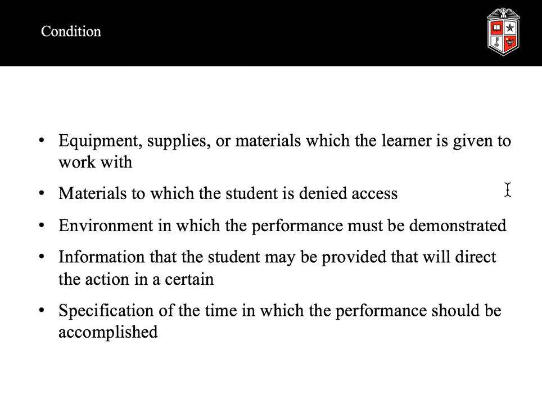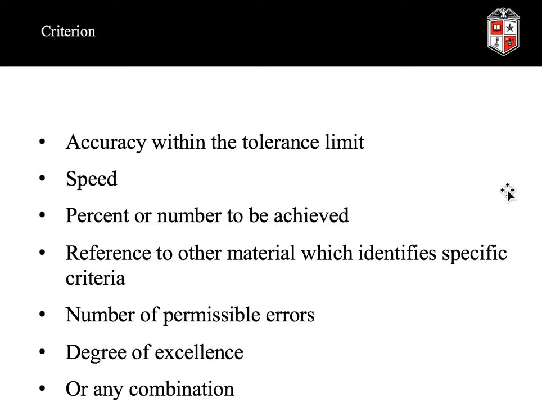Specification of time in which the performance should be accomplished, so within 5 minutes or something like that could be a condition as well. And then the criterion statement is how it's going to be measured, or the criteria that's going to be followed to know that they achieved that performance. So accuracy within the tolerance limits, speed. They need to be able to run a welding bead in less than 5 seconds. I don't know. That's a weird criteria, but something you could do.